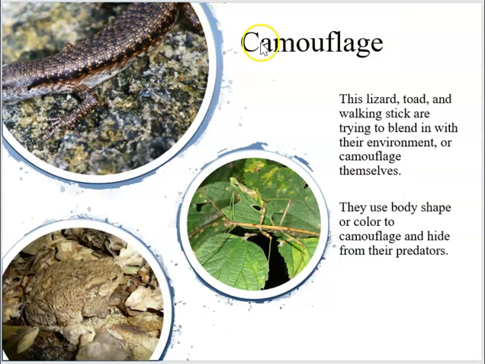So we're going to review camouflage. This lizard, toad, and walking stick are trying to blend in with their environment or camouflage themselves. They use body shape or color to camouflage and hide from their predators. So when they camouflage, remember they are blending in with their surroundings.